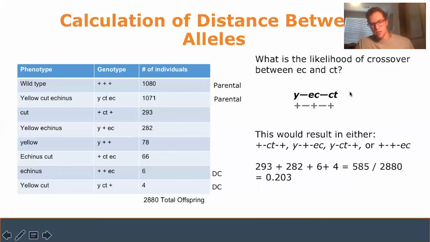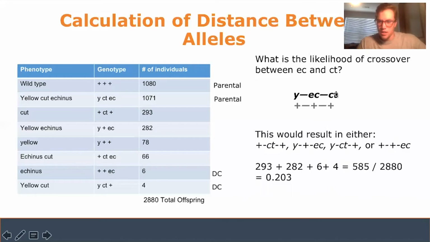Next, we're going to look at a different combination of alleles. What's the likelihood of crossover between EC and CT? Now we're comparing not only the ones on the end, but the middle one to this one, and then this one to this one. So what are the possibilities if crossover happens between EC and CT? In order for that to happen, it really can only happen this way. It can create yellow echinus wild type, which we have right here. It could create wild type, cut wings, wild type, which is right here.